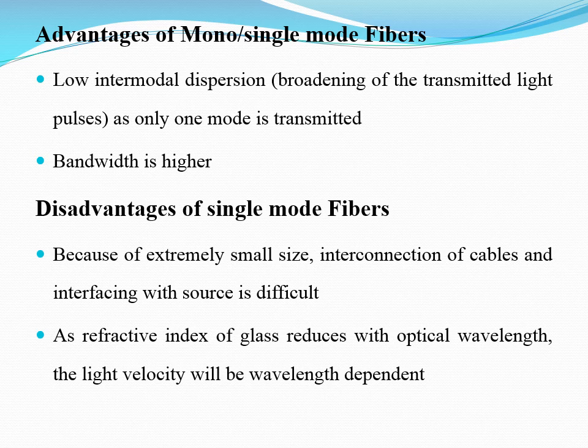And as the refractive index is going to be reduced with the optical wavelength, the light velocity also may be affected because it is wavelength dependent. So the light velocity is dependent on the optical wavelength or the operating wavelength. So due to change in the refractive index, there might be variation in the optical wavelength. So normally it is reducing the optical wavelength, which affects the velocity of the light.